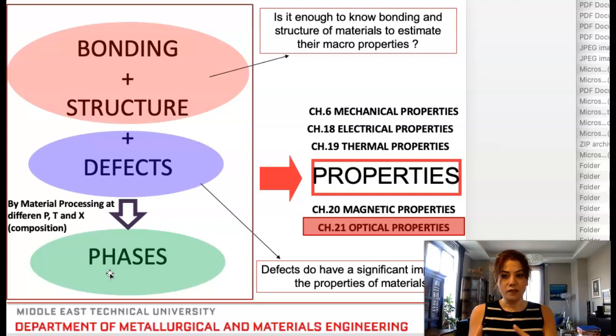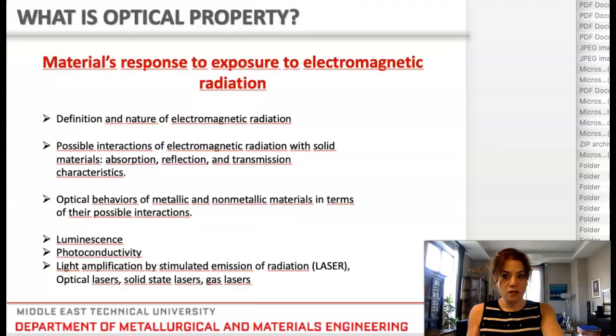So we take that matter, and in the scope of this chapter, we'll be discussing the interaction of that matter with the electromagnetic radiation. More specifically, maybe the visible spectrum of that electromagnetic radiation. Throughout this chapter, we'll define what this electromagnetic radiation is, the nature of it, and then the possible interactions between the radiation and the matter. After we define these, we'll be talking about, of course, the applications and certain mechanisms behind it.